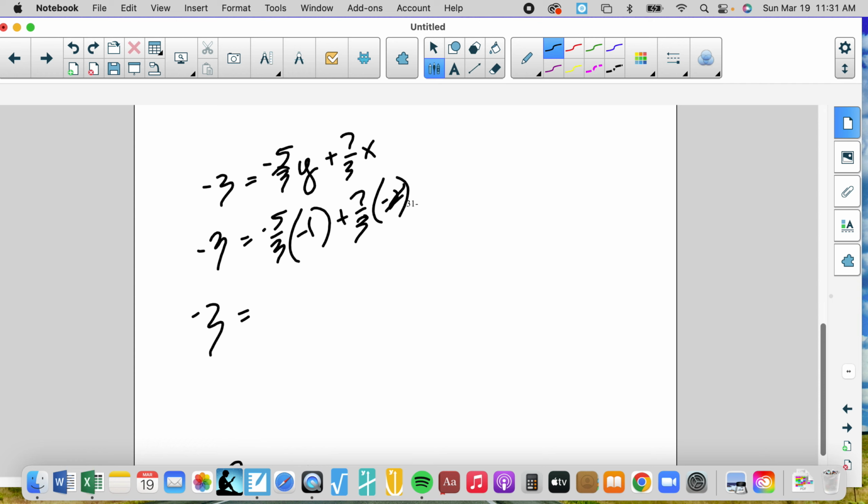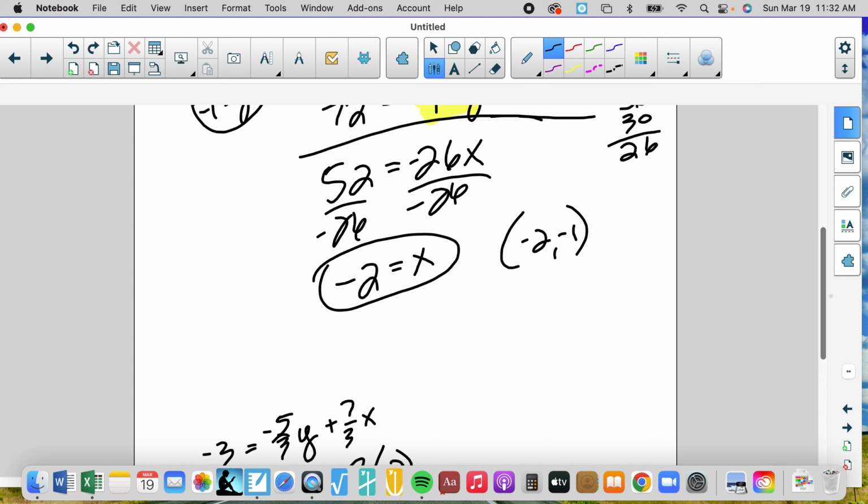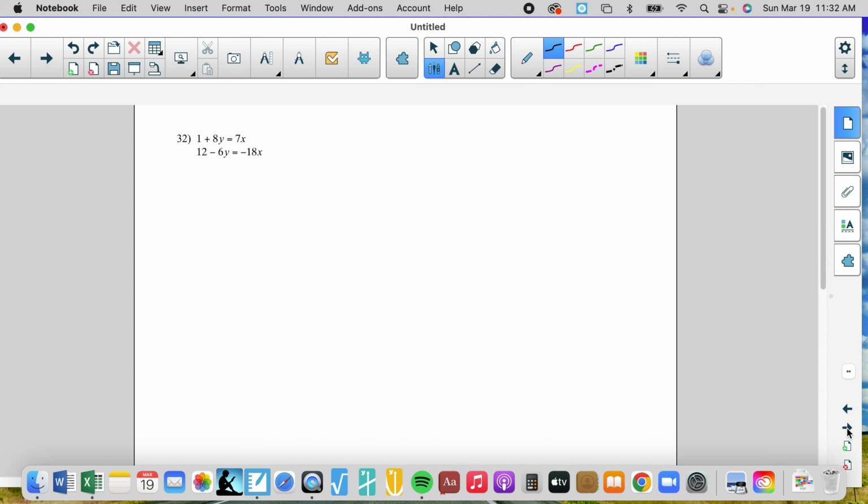So we get negative 3. That negative 5/3 times negative 1 gives me 5/3. These don't cancel. This is negative 2. This gives me negative 14/3. And 5/3 minus 14/3 gives me negative 9/3, and negative 9/3 is equal to negative 3. So my answer is correct. Negative 2, negative 1. Let's write that negative 1 a little bit better. That was a tricky one. Whoa. All right, number 32. Is that the last one? Yeah, it is. Last one.